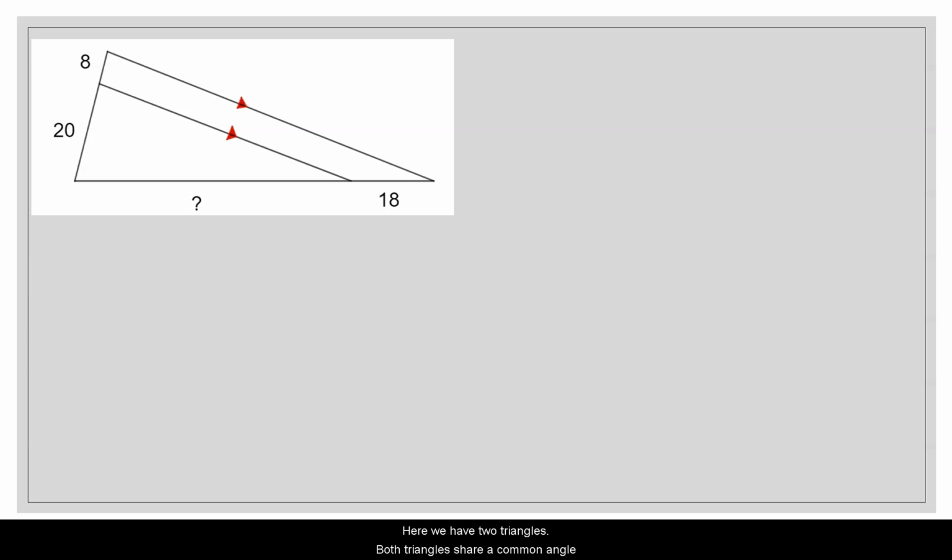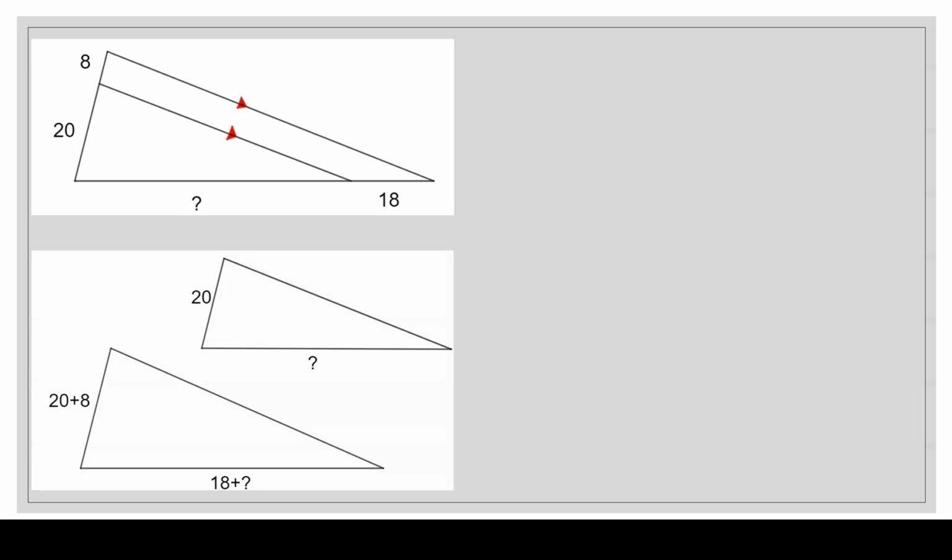Let's look at another example. Here we have two triangles. Both triangles share a common angle, and two sides with the third side of each triangle being parallel to one another. If we review what we learned in our first video of this unit, we will find that all the angles are indeed congruent. To make this easier to see, let's separate the two triangles and label the sides appropriately.